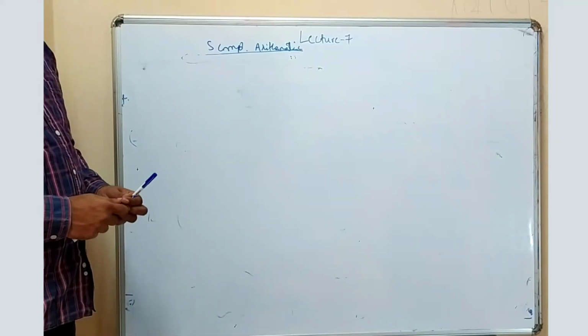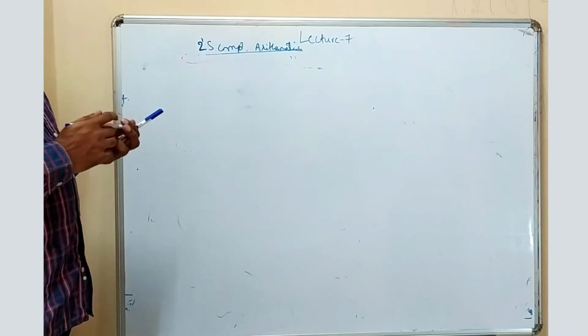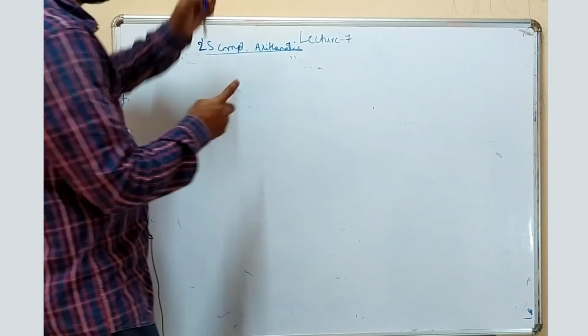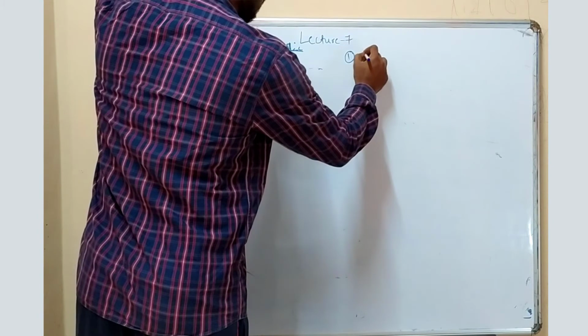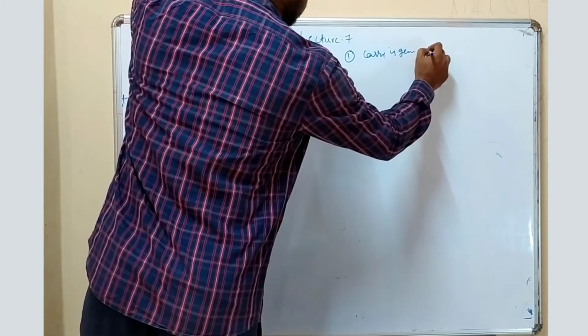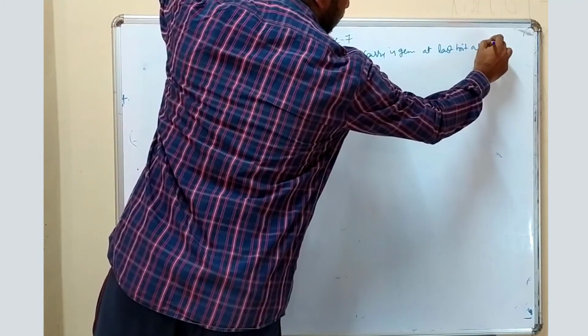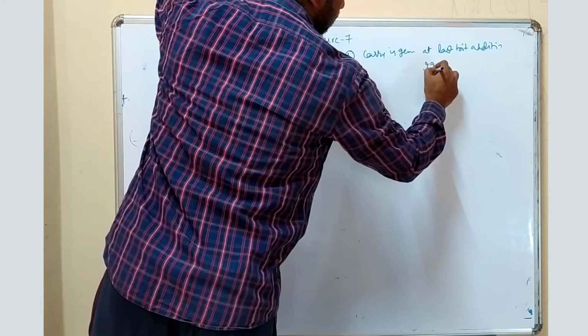Okay, now let's start with the 2's complement arithmetic. As I said, first we need to know the rules. The rule number 1 is the same. When the carry is generated at the last bit addition, ignore it.